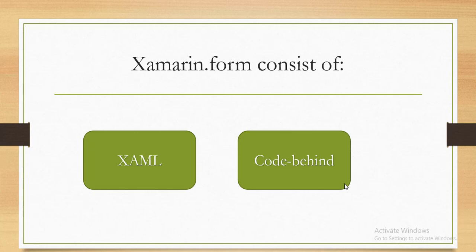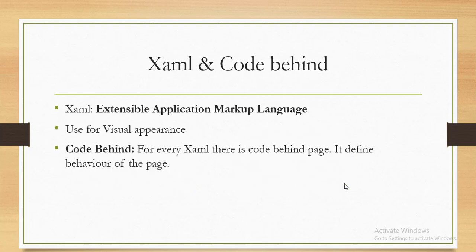What does a Xamarin Form consist of? Xamarin Form consists of XAML and the code behind page. When you create any project, you can see that there is a XAML file. When you expand the XAML file, you will get a CS file. The XAML file is the UI file, and the other file, .cs, is called the code behind file.